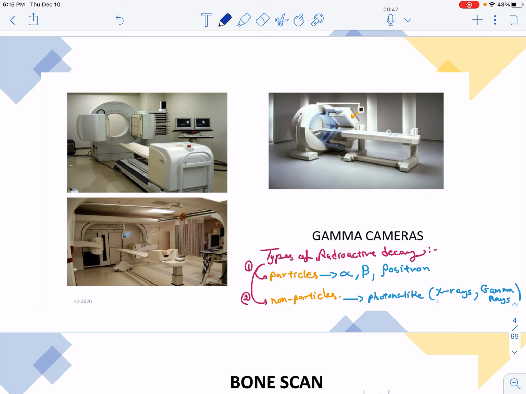If you recall from radiation safety, we already talked about the types of radioactive decay, particles and non-particles: alpha, beta, positron, and non-particle like photons such as X-rays and gamma rays. So this crystal, a gamma camera has a crystal that picks up the gamma rays. Because of that we give it the name gamma camera.